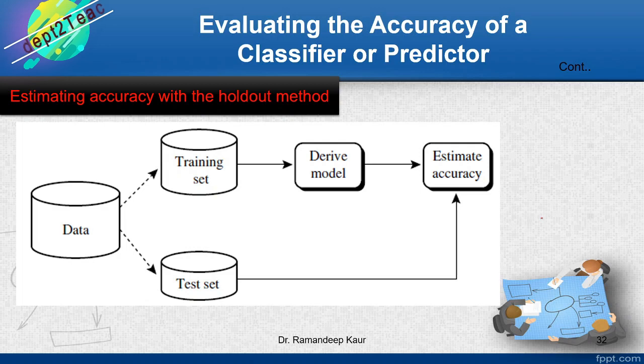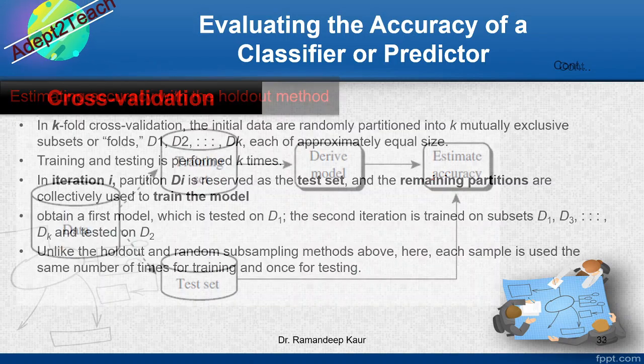Now this is a diagrammatic representation of the holdout method. It says first you have the entire set of data. 2/3 of it is treated as your training data set and 1/3 is reserved as your test data set. The 2/3 training data set is used to derive the model, and the outputs are given. Now this test set will be applied to the model to check its accuracy.